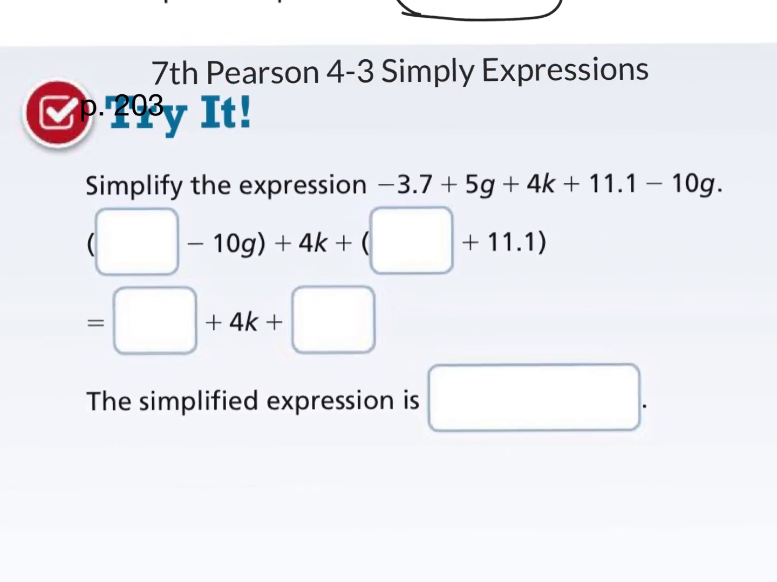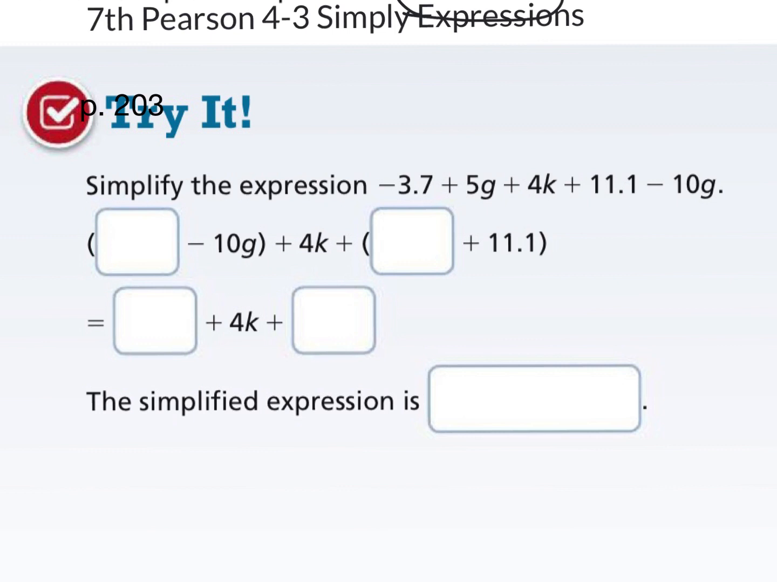So if you look at the try it, same idea. I'm going to go ahead and add the opposite over here on that last term. The first term we don't have to add the opposite. It's a negative 3.7 just at the beginning. So it's only if we have subtraction later on in our expression that we'll add the opposites.